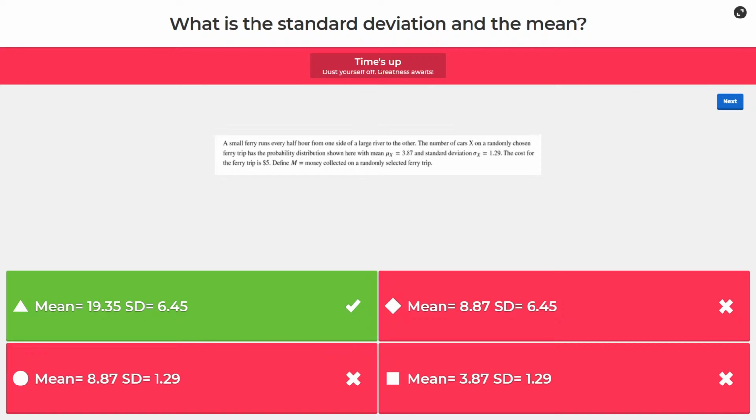So, want me to explain the answer? Yeah, that'd be great. Okay, so the mean is 19.35 and the standard deviation is 6.45, because each trip costs $5, so that changed the equation to 5 times X, and when you're multiplying, that affects the mean and standard deviation. Right. And 5 times 3.87 is 19.35, and 5 times 1.29 is 6.45. And your unit is going to be money here. Dollars. Right.